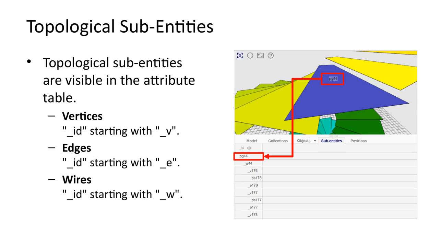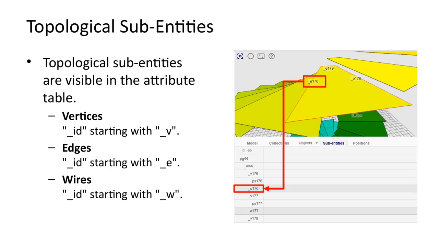In the attribute table, there is a tab for sub-entities. If you select an object, this tab will show the sub-entities for the selected object. In the example, we have selected one of the steps, and then opened Sub-Entities tab. We can see that the polygon has a wire sub-entity. Under the wire, we can also see the edges, vertices, and positions.